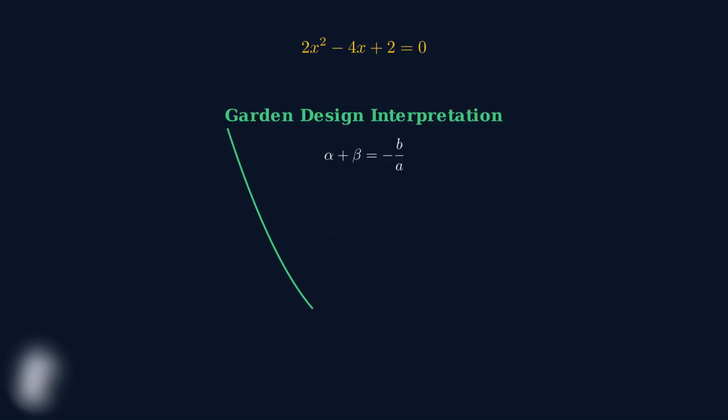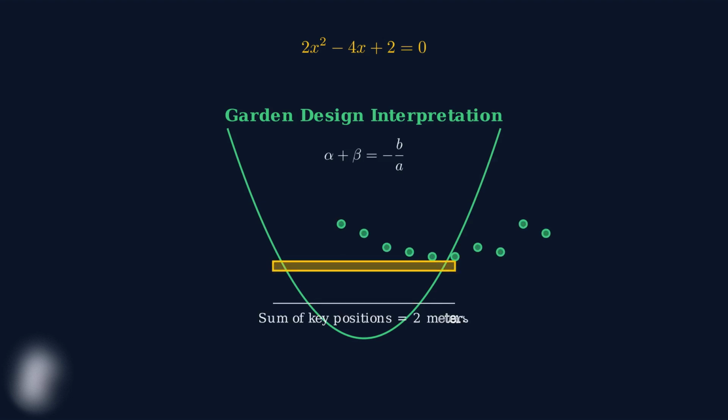Now, what does this result mean for our garden design? The sum of the roots, which is 2 meters, represents a key parameter in the garden's layout. This could relate to the symmetry of the design, the positioning of key features, or the overall dimensions of the parabolic shape.